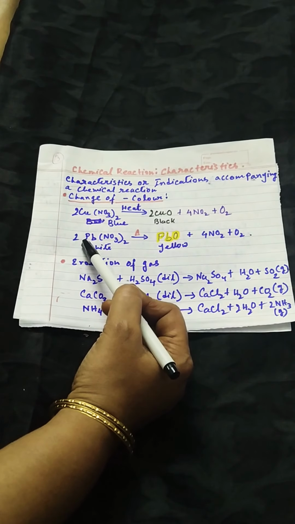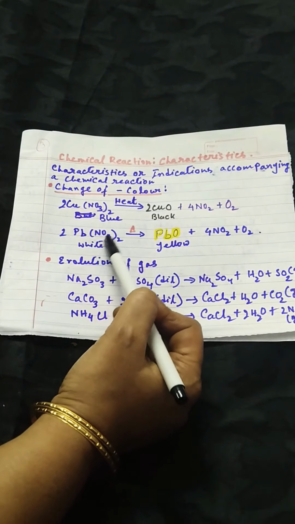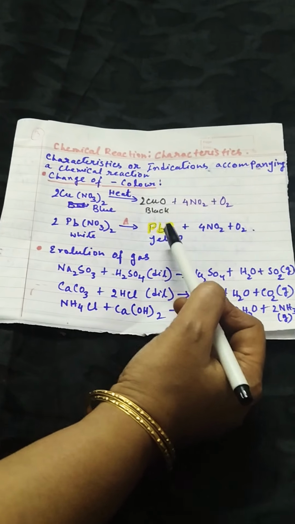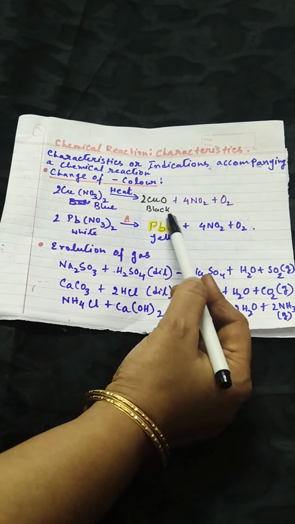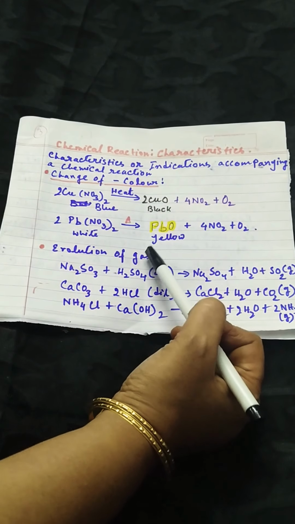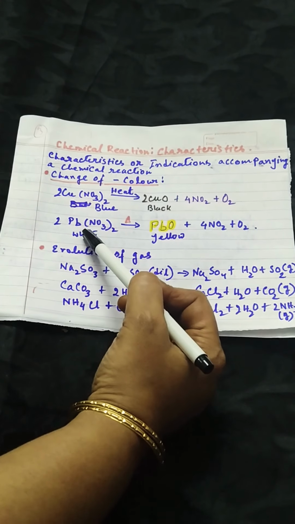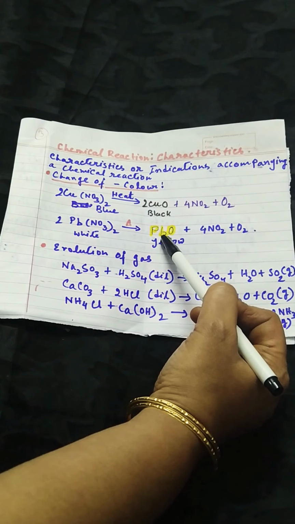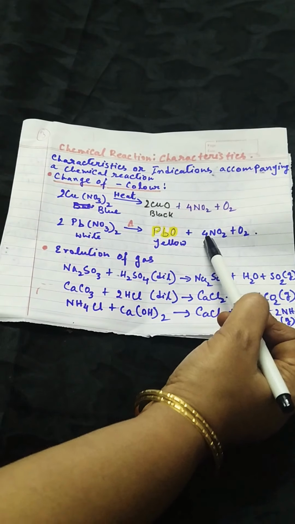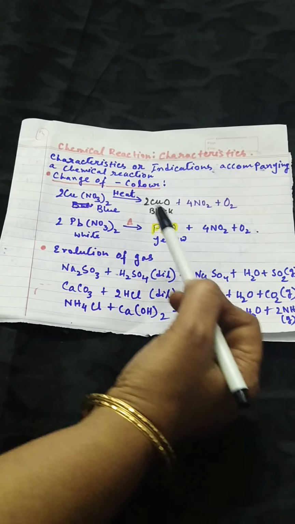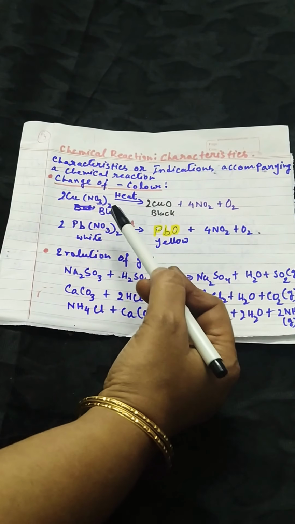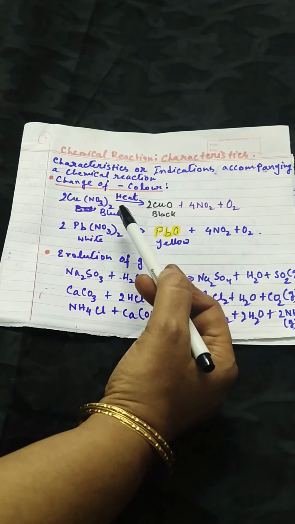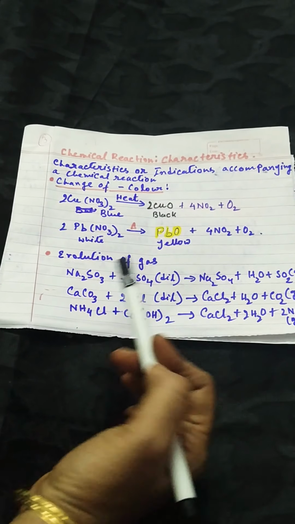Another example is white lead nitrate, which when heated gives lead oxide, which has yellow color. So when lead nitrate is heated we will get yellow lead oxide, nitrogen dioxide and oxygen. So here we can find the change of color from reactant to product.